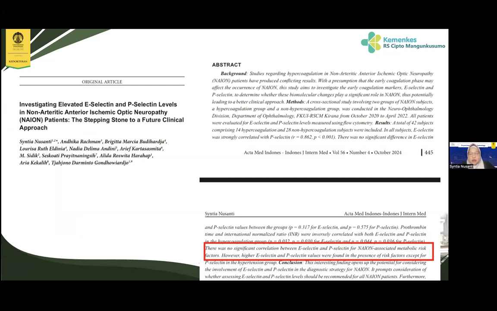We also tried to evaluate the relationship between hypercoagulable manifestations and NAION. We found elevated endothelial selectin and beta-selectin levels in patients with non-arteritic ischemic optic neuropathy. So maybe this can be the reason that we can give hypercoagulable therapy to those patients.